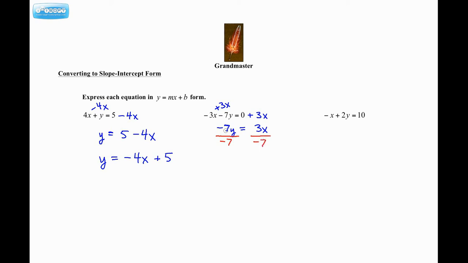So these negative 7s cancel. Now when I say cancel, it doesn't mean they're disappearing off the face of the earth. It just means they're reducing to 1 over 1. Well, 1y over 1, that's just y. That's why we say cancel. Can we simplify this at all? Well, 3 over 7 is a fraction that is not reducible, so we don't have to worry about that.